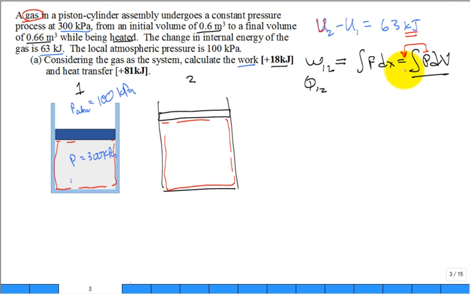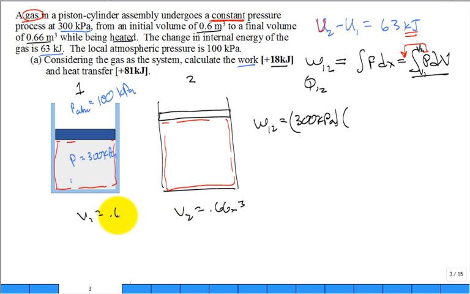Is P constant during that process? There's my key word right there, constant pressure process. Whew. So, now I can write that the work 1 to 2 is the integral P dV. So that's my constant pressure, 300 kilopascal, times the final volume, because I'm going from V1 to V2. The final volume, V2, is 0.66 meter cubed. V1 is 0.6 meter cubed. So it's going to be 0.66 minus 0.60 meter cubed.